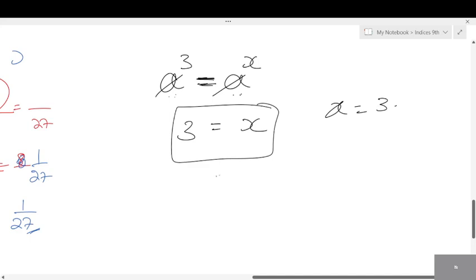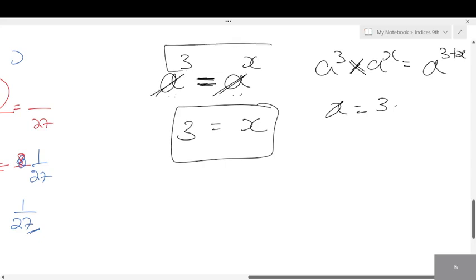This is the concept, students. If they're on the same side, a to the power of 3 multiplied by a to the power of x, what's the answer? When multiplication is used, what do you write? 3 plus x. But here it's on the opposite side. One is on the left hand side and the other one is on the right hand side. Whenever the base is same, you can just cancel it out and make the powers equal. Okay, for example, 4 is equals to x.